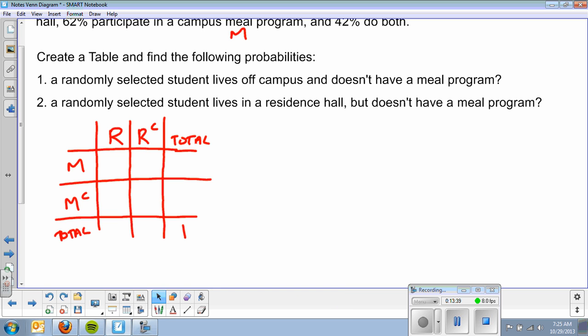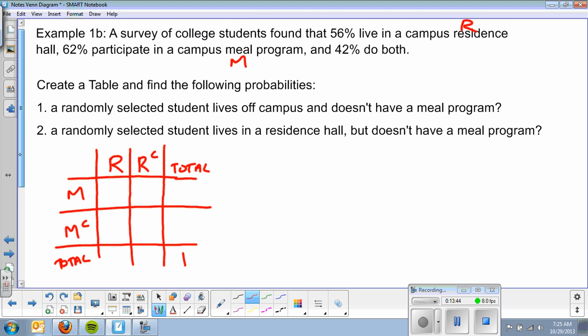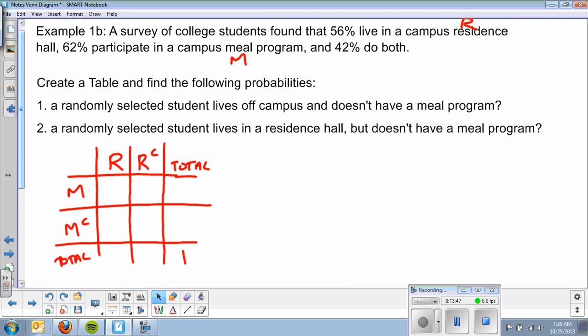Now, it's a little bit easier with the table to see the divisions as opposed to a Venn diagram. So, we said that 42% did both, so that's M and R. You can see the intersection of these two things. The total M, so again, that's the total that have a meal plan, is 0.62, and the total that live in a residence hall is 0.56. So I put that down on the bottom for the total R. I know that these two things have to add up to 1, so this is just 1 minus 0.62, which gives me 0.38, and 1 minus 0.56 over here gives me 0.44.